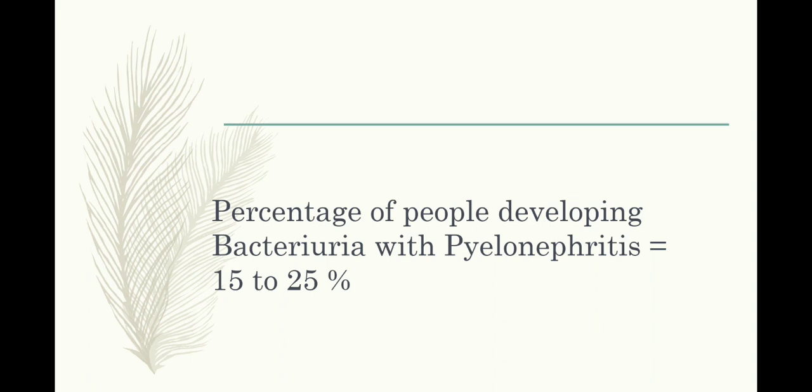Asymptomatic bacteriuria risk in pregnancy is 4 to 7%, but here the percentage of people developing bacteriuria with pyelonephritis, although this 25% is going beyond the 20% range, I have also included it in this video because it starts from 15%. So on average it is 20%. 15 to 25% averages to 20%. That's why I have included it in this video. So the percentage of people developing bacteriuria with pyelonephritis is about 15 to 25%.